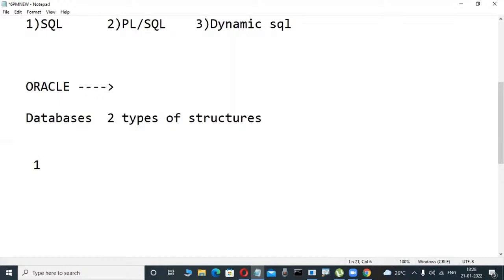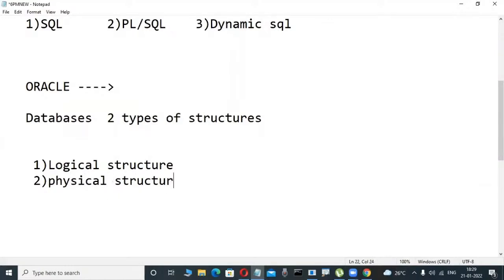Maybe anybody has an idea? Suppose you are taking Oracle, SQL Server, MySQL, DB2, or any relational database software you are installing in your system, two types of structures are there. One is logical structure. Database means it is a place where we can store structure. Another one is physical structure.